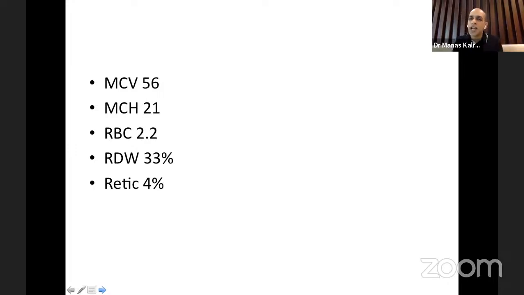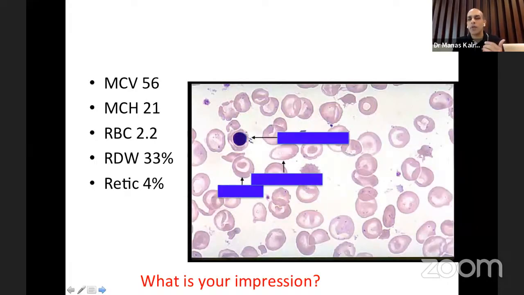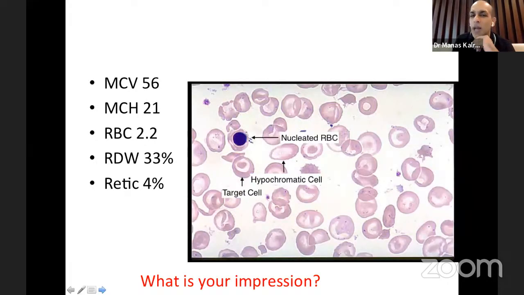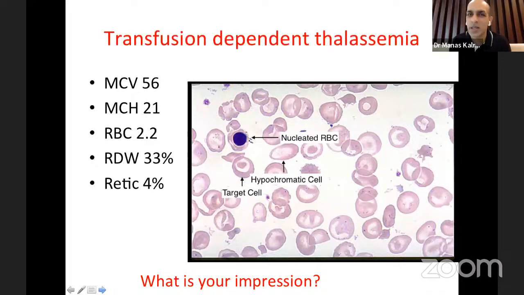But why does the child have hepatosplenomegaly? So to confirm that, we look at the peripheral smear. When we look at the peripheral smear, we find nucleated RBCs. We find target cells. And when you see all these things, which are not seen in iron deficiency, then you know that a lot of nucleated RBCs means that there is erythroblastosis. This is usually seen in ineffective erythropoiesis in a patient with thalassemia major.